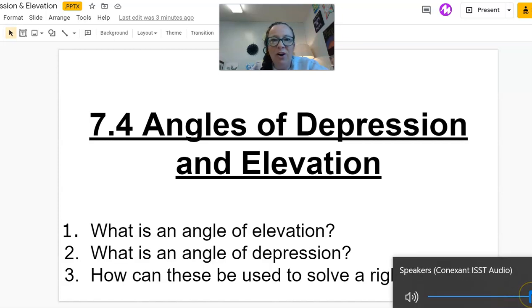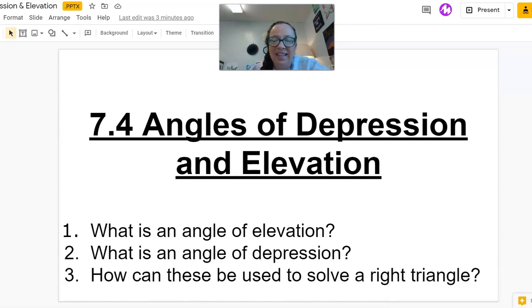Hey there guys, we are on to section 7.4 on angles of depression and elevation. We will be using trigonometry with this, and so that's why you learned all about SOH CAH TOA. So the questions of the day: What is an angle of elevation? What is an angle of depression? How can these be used to solve a right triangle?